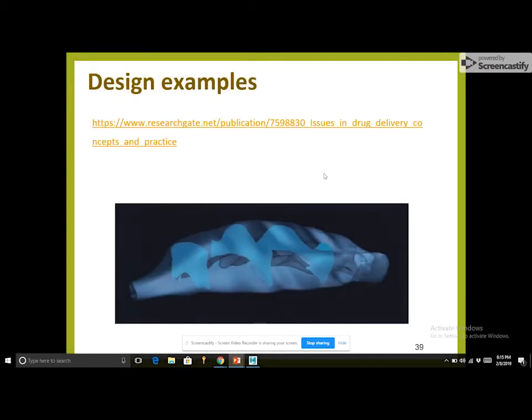Here we have a design example. Here the human oral cavity has been constructed using NURBS surfaces. In this link they have explained in detail how they have done each and every process. Maybe you can go through this link, you will find so much content and you will understand this is pretty straightforward.